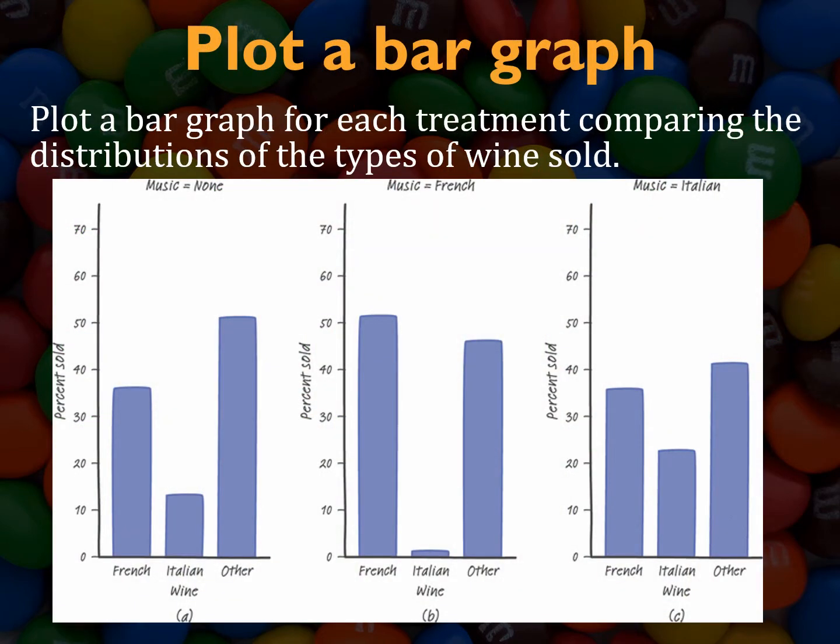So here's a bar graph displaying the treatments, comparing the distributions of type of wine sold. For each treatment, you see what percentage of the overall total for that treatment was French, Italian, or other.